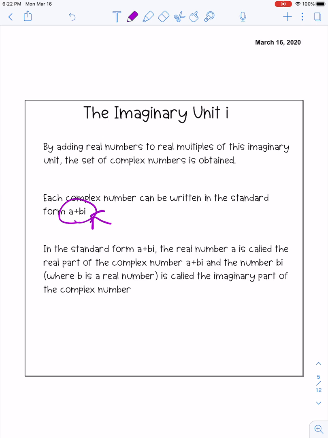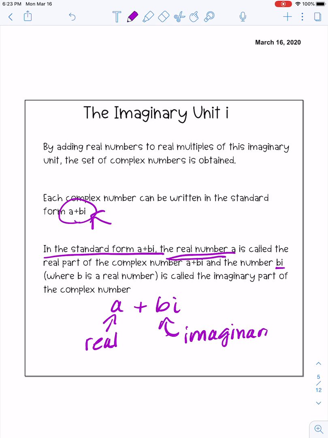So in the standard form of a plus bi, a is called the real part. See, that's important. And the bi is considered my imaginary part, okay? So there's two parts to this a plus bi, right? This is my real part, and this is my imaginary part. And when I combine them together, that makes a complex number. Just like in the diagram that I showed earlier, how the complex number system is broken into real and imaginary, two subsets. So this is my real part here, and this is my imaginary, okay?